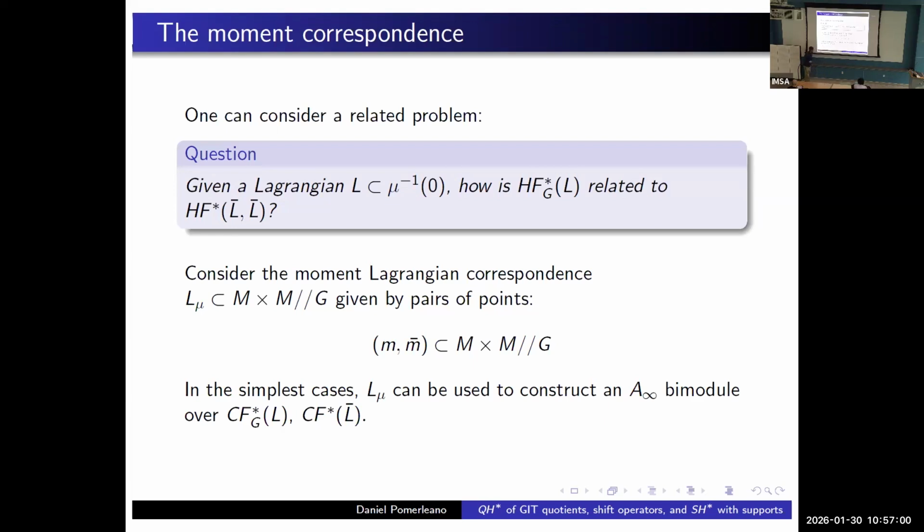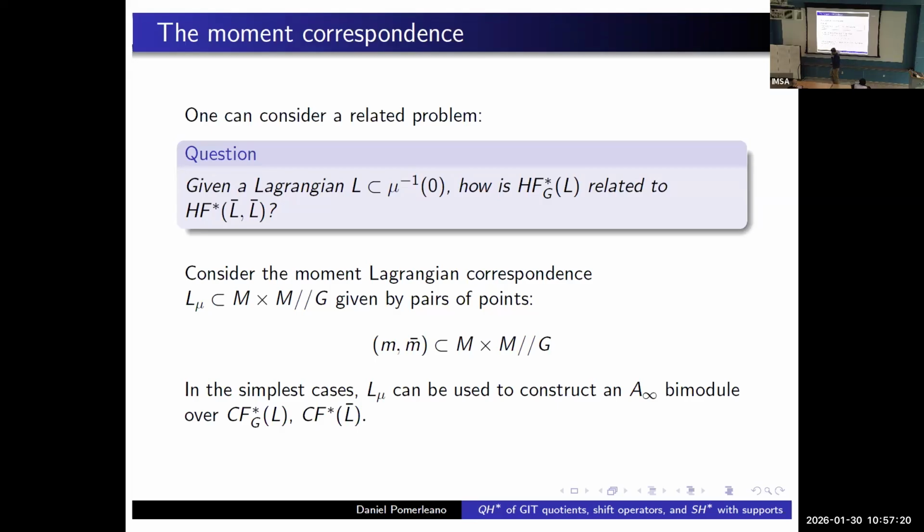And I want to ask how the equivariant Floer cohomology of L is related to the Floer cohomology of L bar. By L bar, I just mean the quotient Lagrangian. And the answer in Floer theory comes from the theory of Lagrangian correspondences.